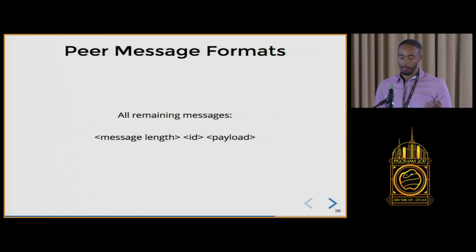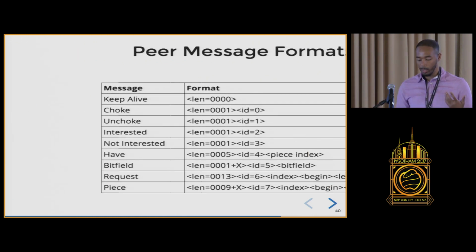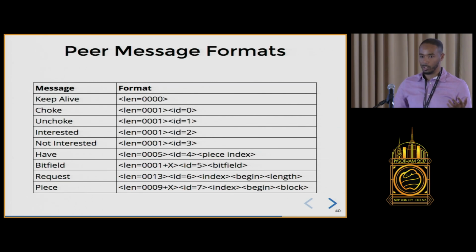The rest of the messages between a peer and a client are pretty standard. They all have the format of message length, ID, and then the payload of that message. And this is a table that represents the remainder of the messages. So for example, when we look at the keep-alive message, the first part is always the length, which is 4 bytes that denote how long it is. And the keep-alive message is 0. There's nothing. It's just like a ping.